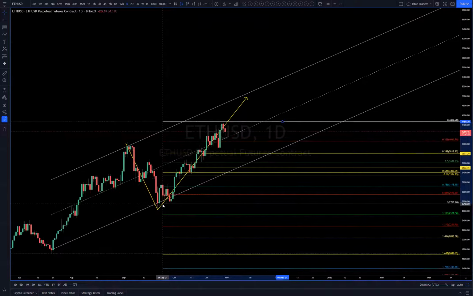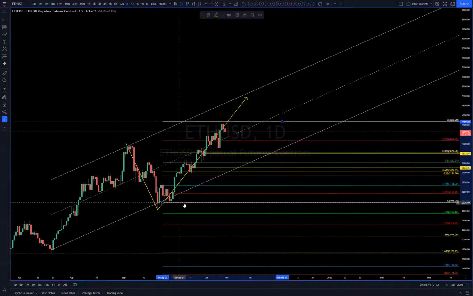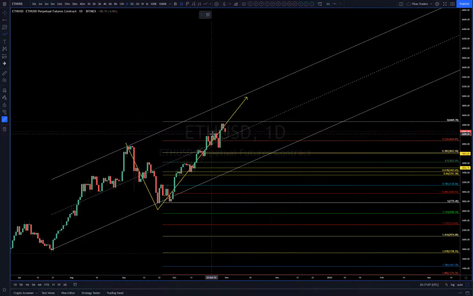The other way would be to move this to the actual impulse, which would be from here, and again, there's not much of a difference for the 0.382 and that first order block. However, the other difference that you do get with this pull is you're effectively targeting this sort of golden pocket as well. And for this, the ideal way is not, again, expecting it to dump straight down.